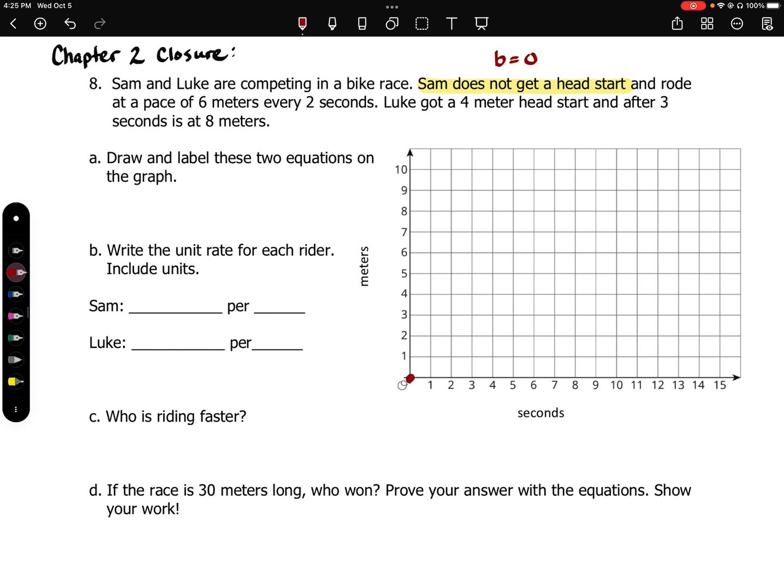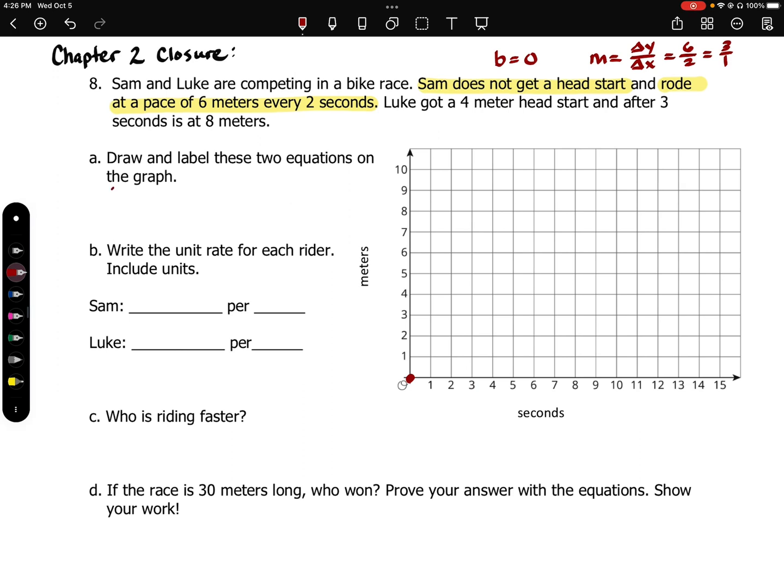And then it says that he rode at a pace of 6 meters every 2 seconds. So when we think about his pace, his slope is going to be his change in y over change in x. And we said that's going to be 6 meters every 2 seconds, which would reduce down to 3 over 1.